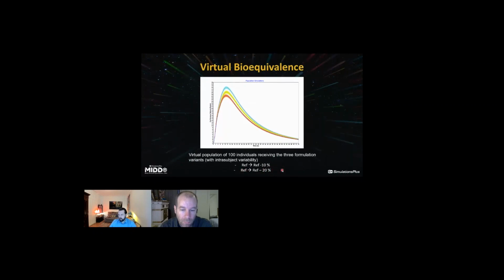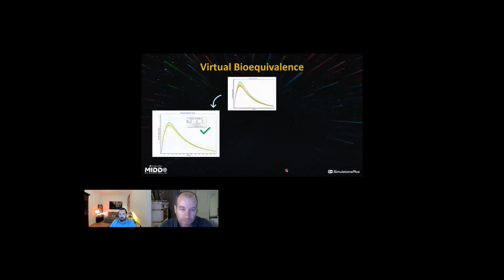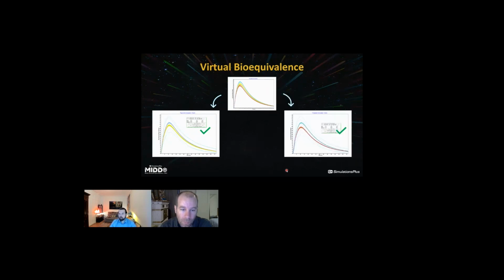We went a step further, and we compared those populations directly in GastroPlus. The minus 10% formulation was found to be bioequivalent to the reference in the software. And the minus 20%, although closest to the BE limits, was also found to be bioequivalent.